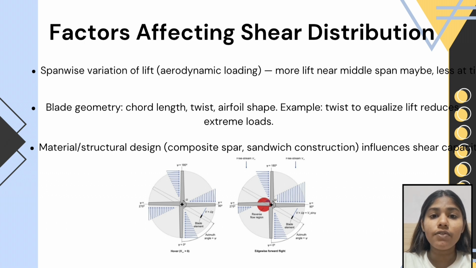Factors affecting shear distribution: span-wise variation of lift, or aerodynamic loading, with more lift near the middle span and maybe less at the tip. Blade geometry: chord length, twist, airfoil shape. For example, twist helps even out lift and reduce extreme loads. Material and structural design, such as composite spar and sandwich construction, influence shear capacity.